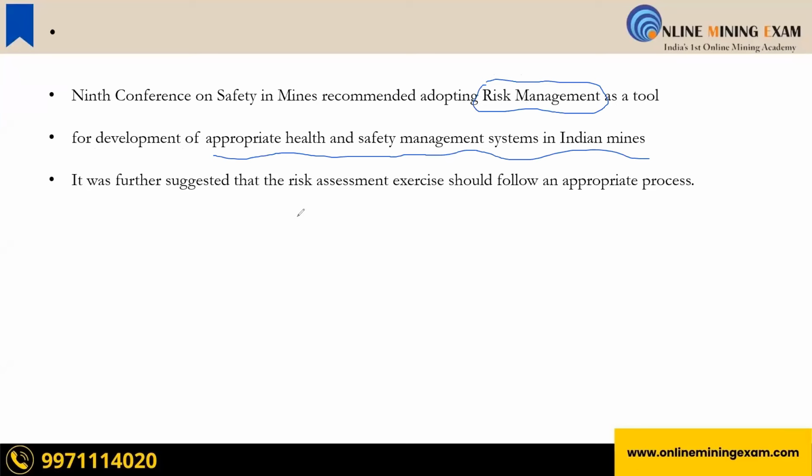Right? And it was further suggested that risk assessment exercise should follow an appropriate process. See, you know that mining as a profession is very risky due to its nature. You all are aware of that. Mining is inherently very risky, and it is also very fragmented. Mines are almost across the whole stretch of India, east to west, north to south, somewhere or the other. There are mines at large scale and at small scale. So in all those mines, risk is always available.